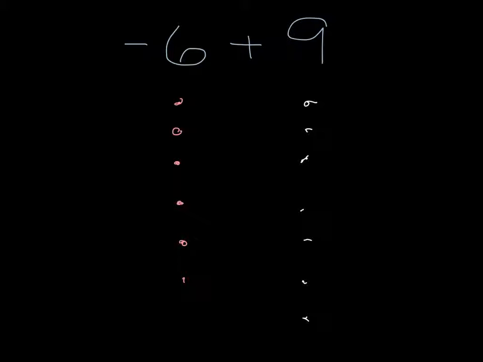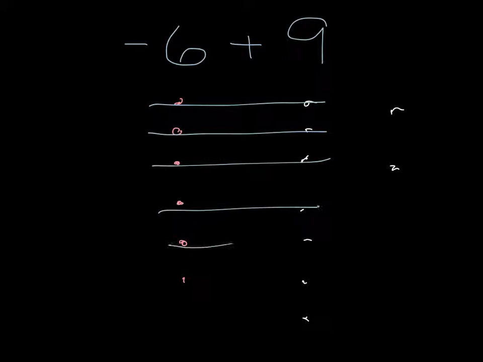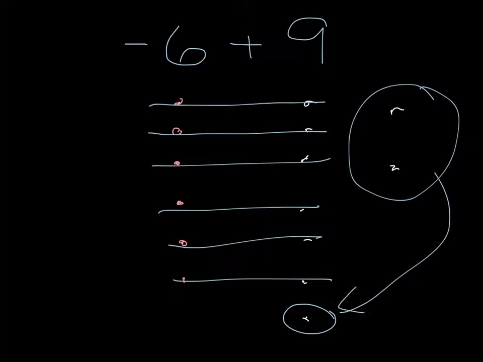So let's do -6 plus 9. Okay, so we have our 6 negative counters, and we have 9 positive counters. What we want to try to do is make as many pairs as possible. Cancel, cancel, cancel, cancel, cancel, cancel. What are we left with? We are left with 3 counters. 6 minus 9, because they are different signs, we subtract them. 6 minus 9 is 3.